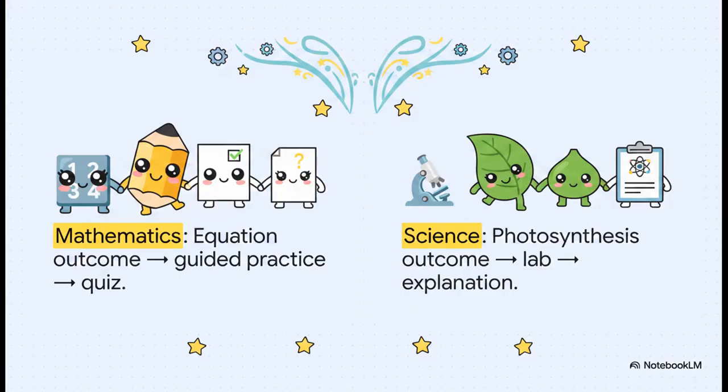Okay, let's dive into this with some concrete examples. In math, if the goal is to solve linear equations, the classroom activity is guided practice on those equations, and the test is, well, a quiz on solving them. Over in science, if the outcome is to explain photosynthesis, the activity might be a hands-on lab experiment, followed by a test where the student draws a detailed structured diagram. The pieces always have to match the goal.